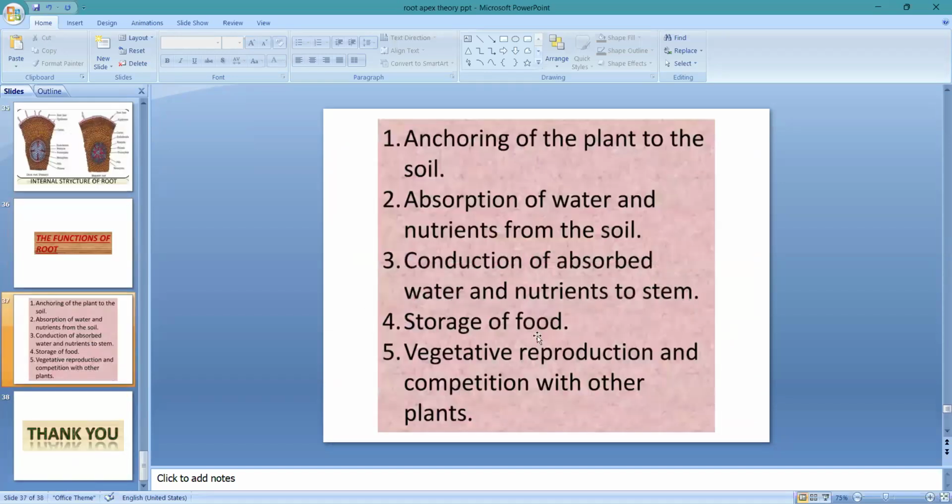So what are the functions of the root? Anchoring of the plant to the soil, absorption of water and nutrients from the soil, conduction of absorbed water and nutrients to stem, storage of food, vegetative reproduction, and competition with other plants. Okay, these are all the functions of the root. This is about the shoot apex theories and root apex theories.